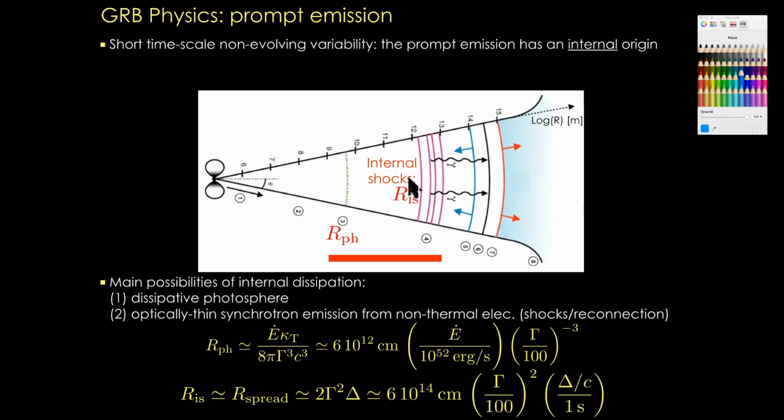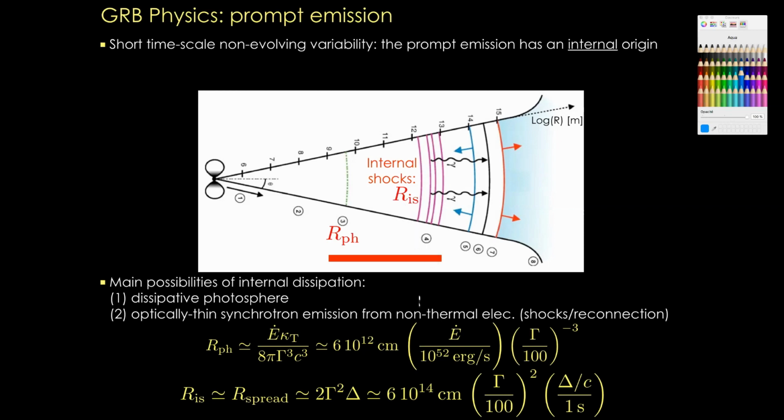Okay? So I will derive the two radii which are given here, which are two characteristic radii which are important. The first one is the radius where the photosphere is reached, the radius where the ejecta becomes transparent. And the second radius is a typical radius for internal shocks. And you can consider that more or less it's also a good estimate for the radius of reconnection.